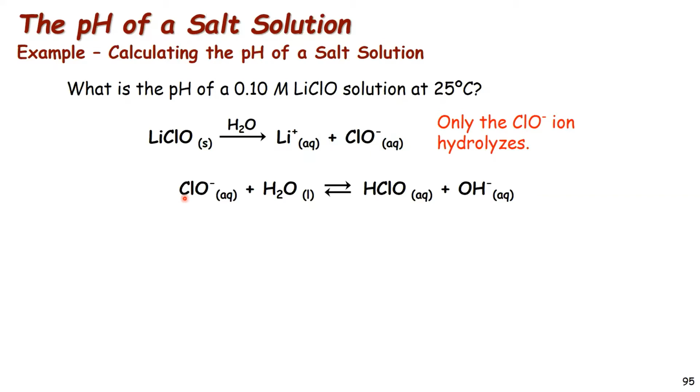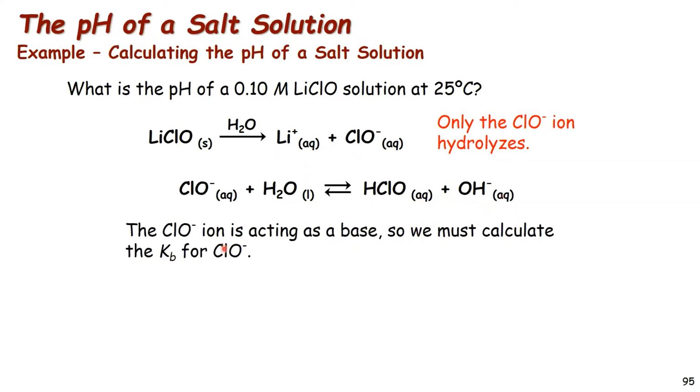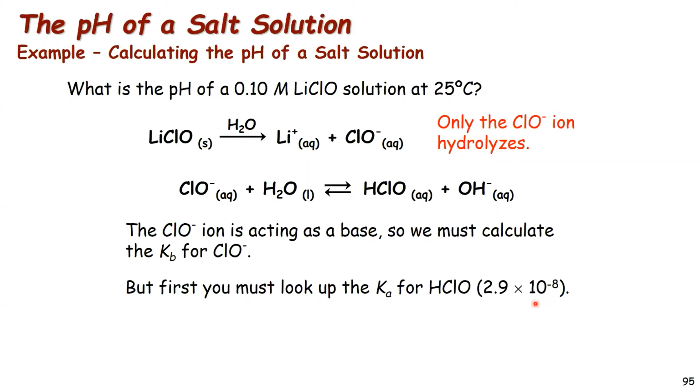Water will donate a proton to the hypochlorite ion to form the hypochlorous acid and leave behind the hydroxide. Since this reaction has the hydroxide ion as a product, we're going to need the Kb for this conjugate base. We're not going to find it, right? We're not going to find the Kas or Kbs for anions or cations, only the neutral species. So we're going to have to look up the Ka for the hypochlorous acid. That's 2.9 times 10 to the negative 8. You just find that in the tables of chemical data or the appendix of your text.